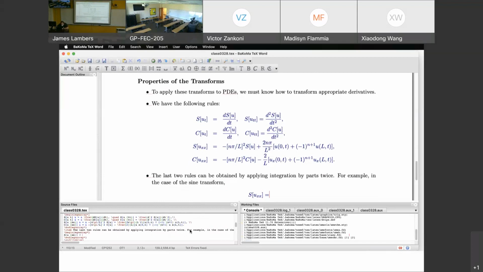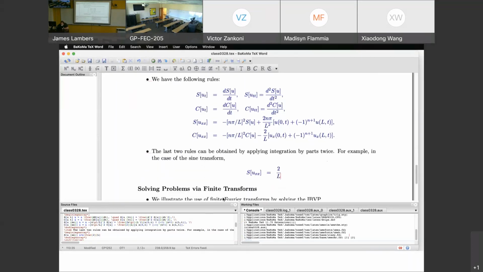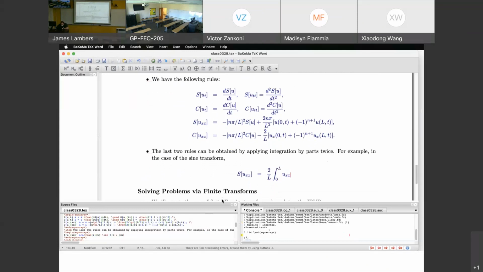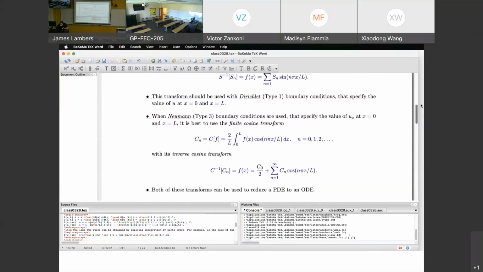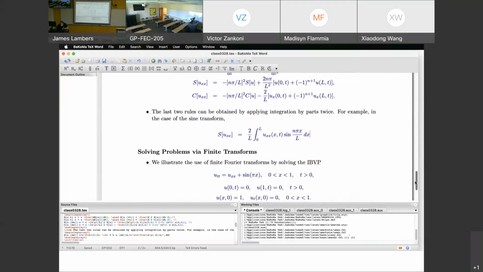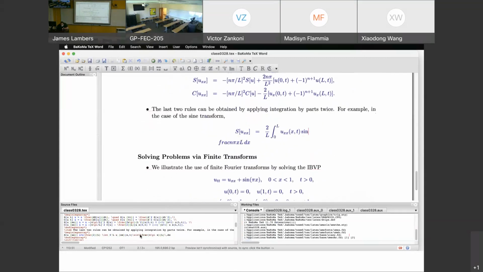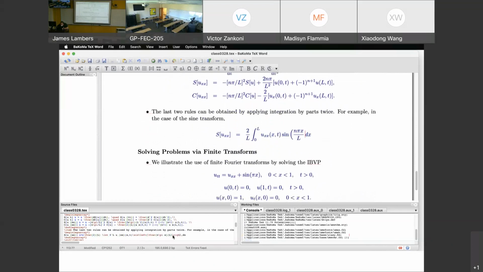So that's going to be, by the definition, 2 over L times the integral from 0 to L of uxx(x,t) times sine n pi x over L. I want to make sure my equations are formatted in the same way, using parentheses. Let's do the unambiguous there. Okay. So that's just what the definition gives us.